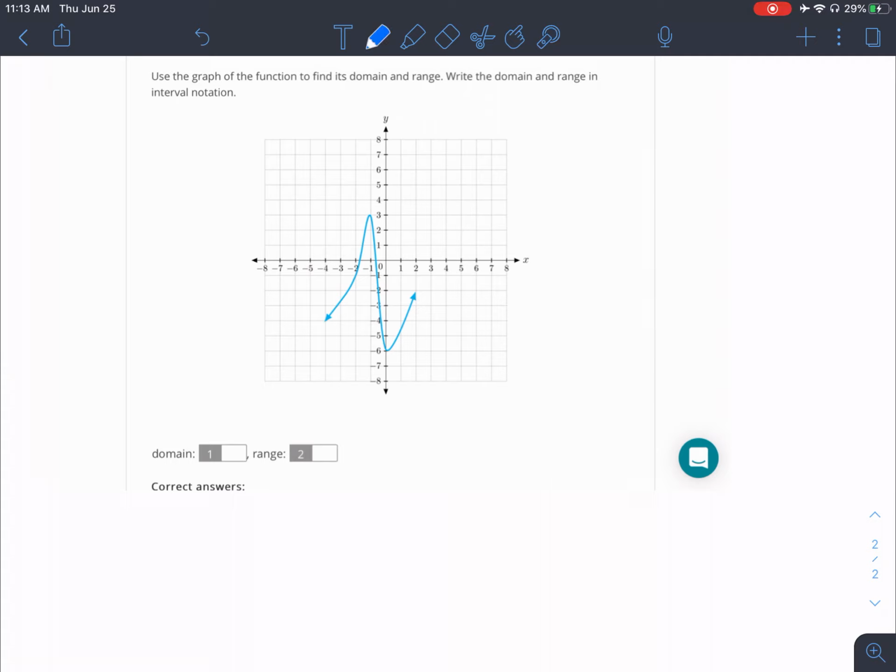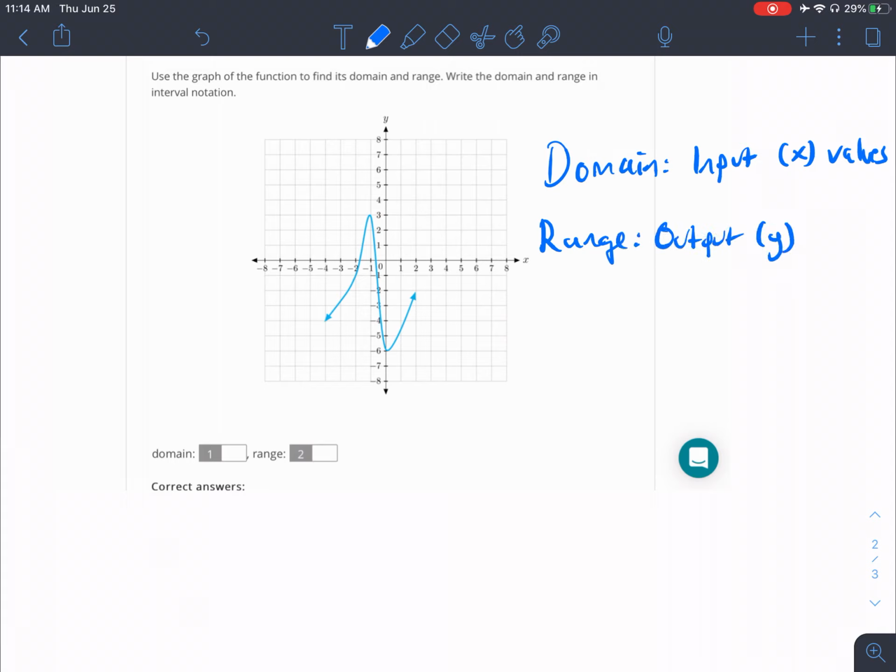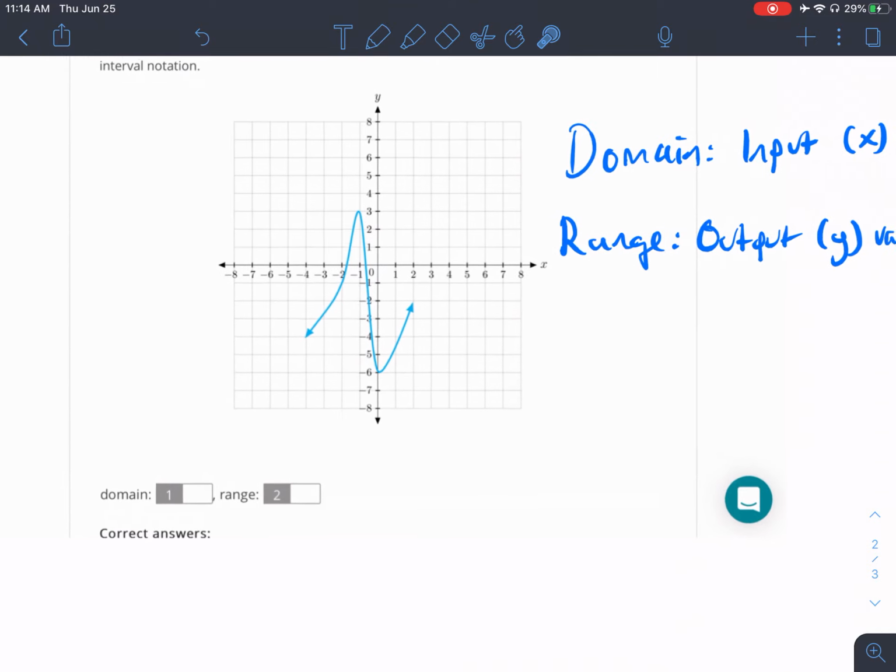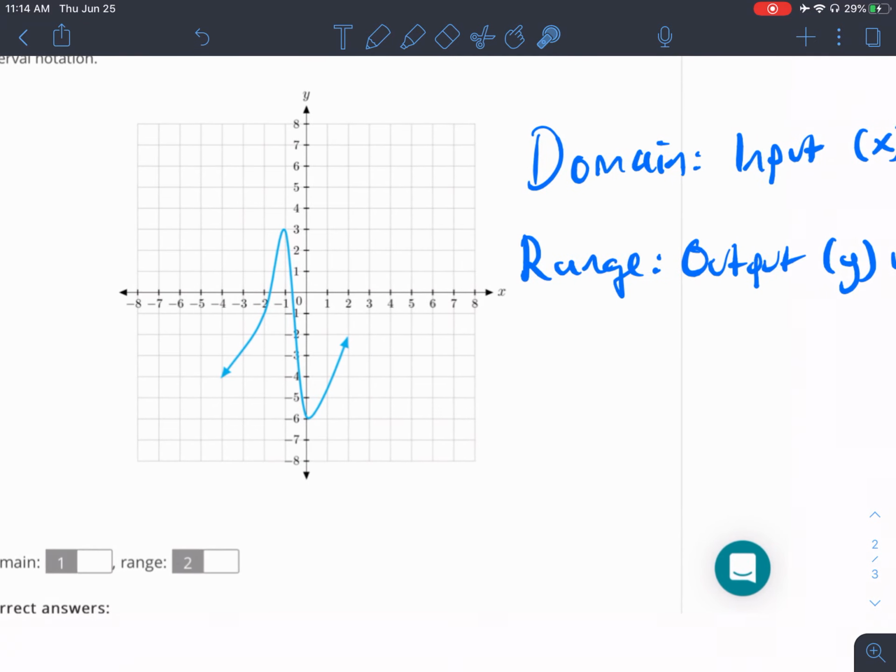So we want to look at the domain again. So remember the domain, we want to look at input x values, okay? In the range, we want to look at all the possible output, and in this case is y values, okay? So again, let's look at what we were doing in the previous example. Let's start with domain and go in increasing order.